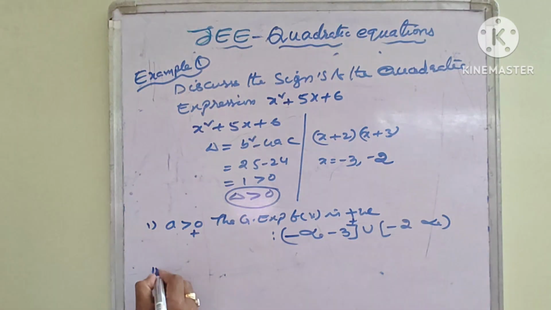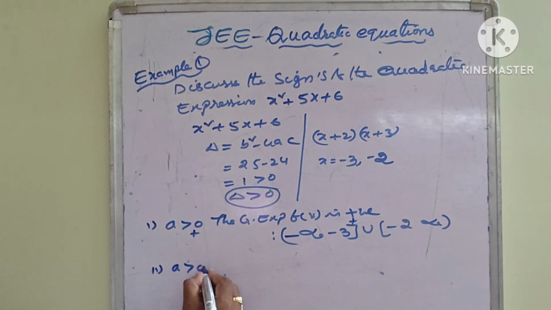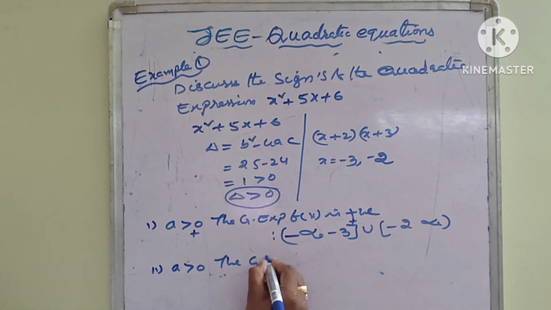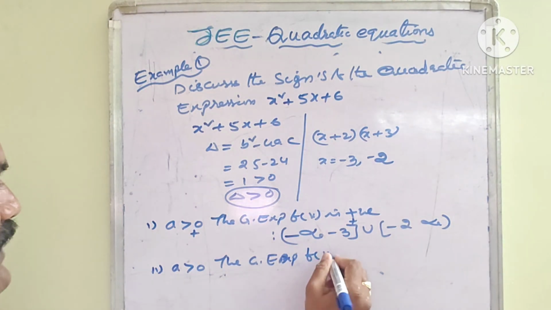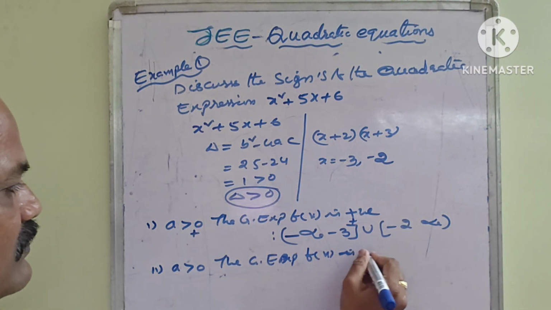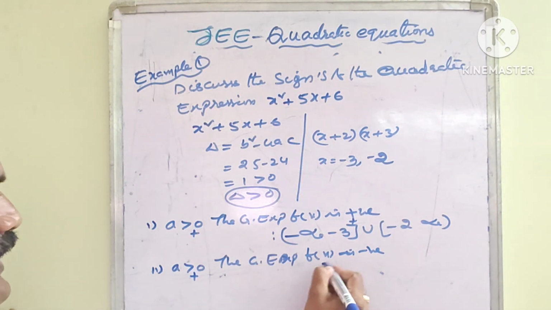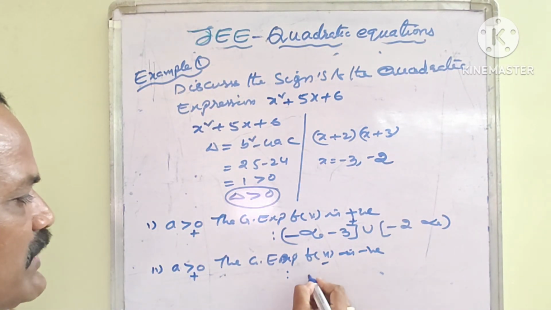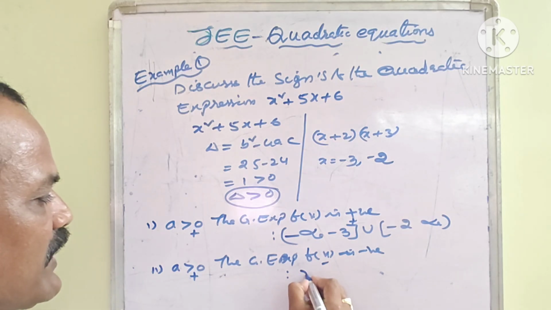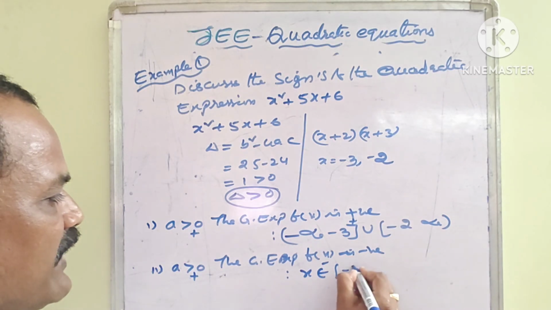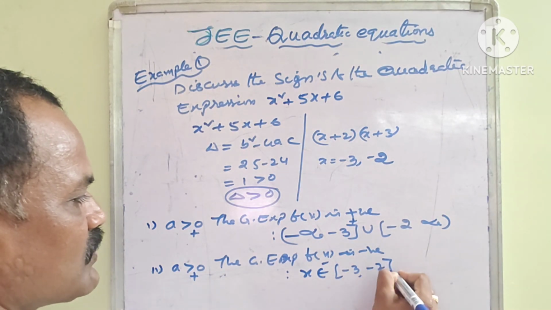Now second one: a is greater than 0 and the given expression f of x is negative. So here plus, here minus, the solution is x belongs to minus 3 comma minus 2.